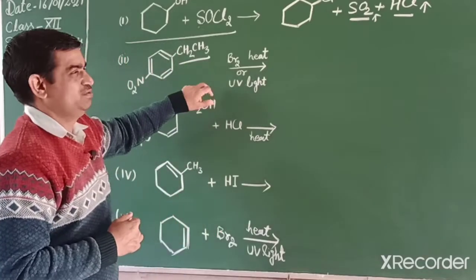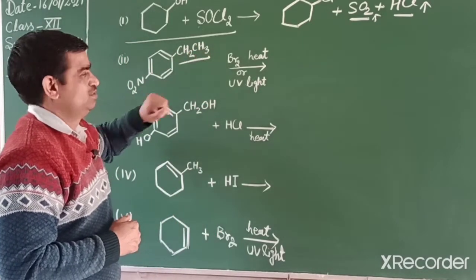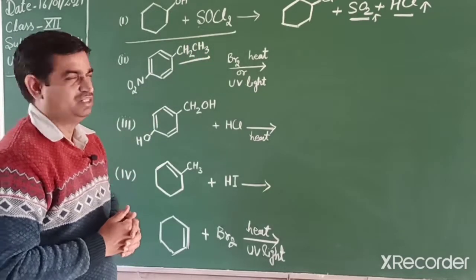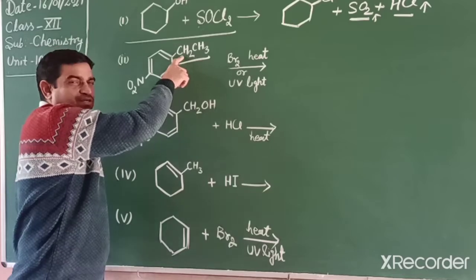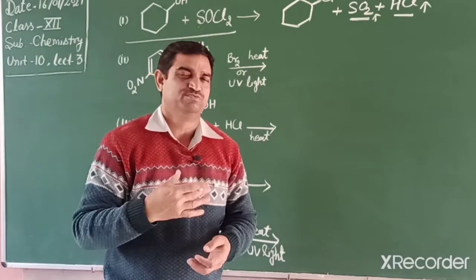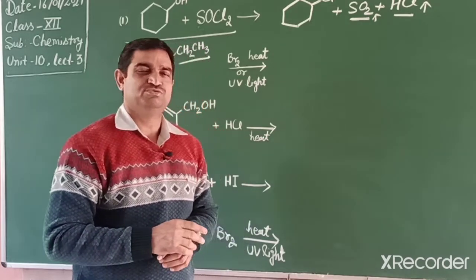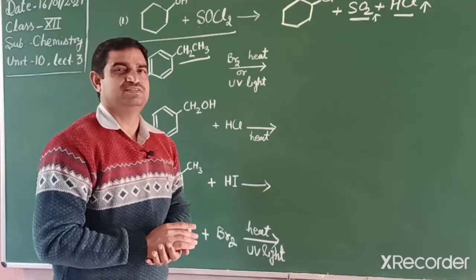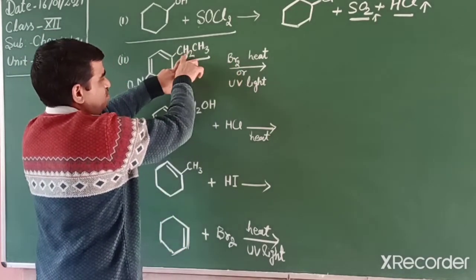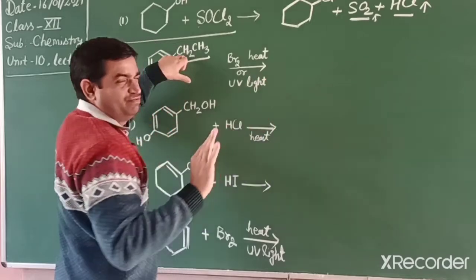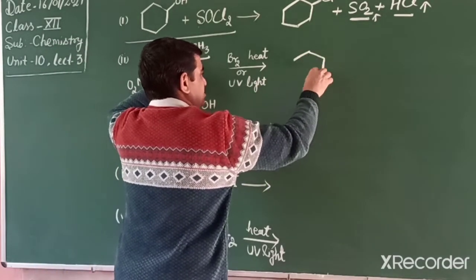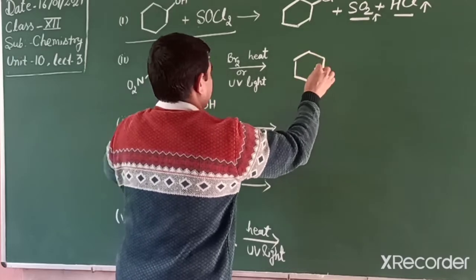So which hydrogen is removed? Either this or this. If we remove this, what happens? It forms a primary carbocation. If we remove the hydrogen from the second carbon, it makes a secondary carbocation, and a secondary carbocation is more stable than a primary one due to the inductive effect as well as hyperconjugation. So we displace this hydrogen by bromine. It is a free radical halogenation reaction, and we can write the product like this.